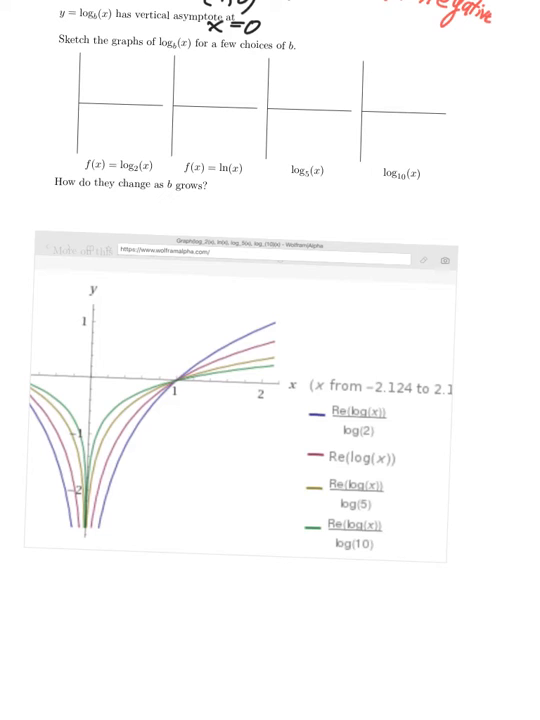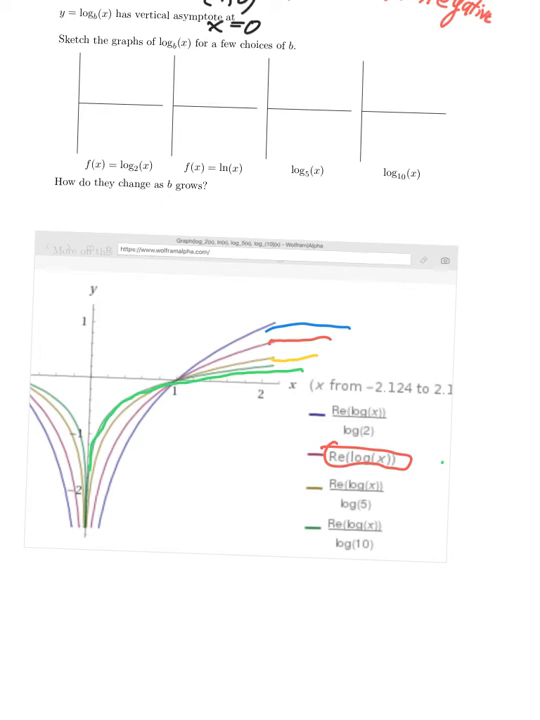So let's see. The green one is the log base 10 of x. There it goes, and it comes up and it goes up like that. The yellow one is the log base 5 of x. The red one is the log base e of x. You see Wolfram Alpha is perfectly happy saying that the log base e of x is the log of x. That's the convention it follows. There's the log base 2 of x.